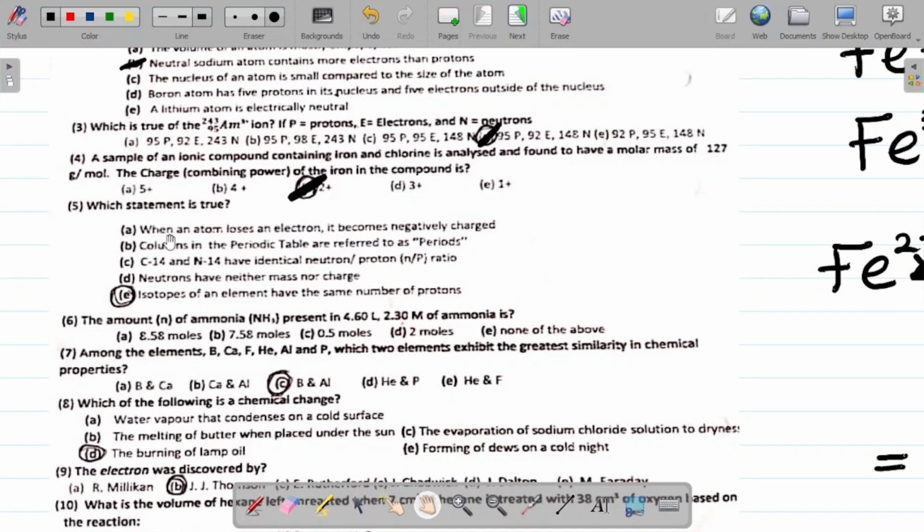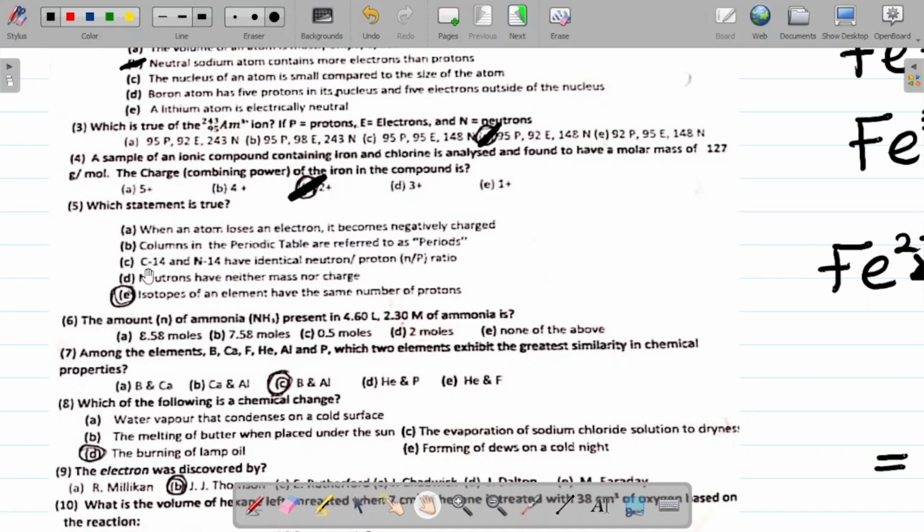A, when an atom loses an electron, it becomes negatively charged. That's wrong. Actually, when an atom loses an electron, it becomes positively charged. B says columns in the periodic table are referred to as periods, right? Columns in a periodic table are called groups. So you have group 1, group 2, group 3. So that's wrong. The answer is actually group.